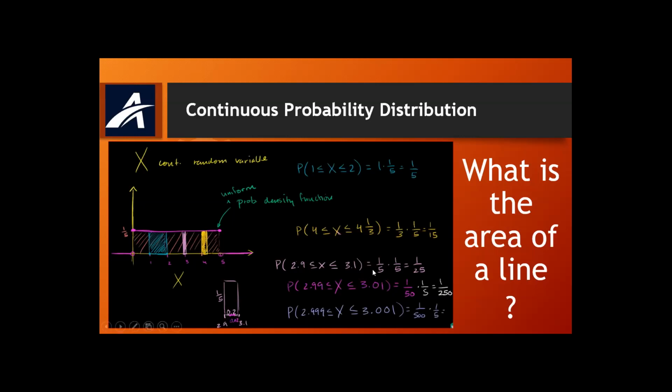Let's convert into fractions. What is 0.2? 0.2 is equal to 2 over 10. Simplified, 2 over 10 becomes 1 over 5. So 1 over 5 times 1 over 5, you get 1 over 25.